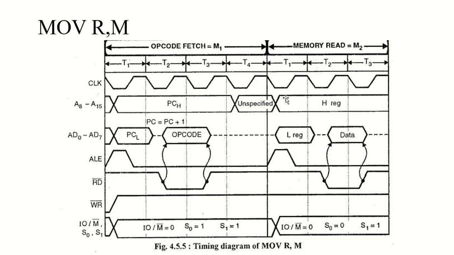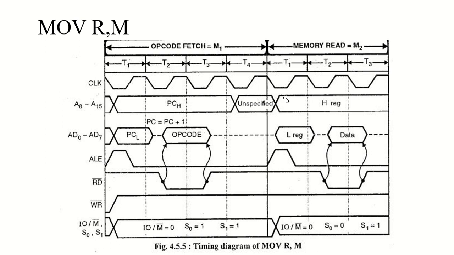First, opcode fetch. What will happen during that opcode fetch cycle? The program counter places the address on the higher order and the lower order bus. So the H register places the address on the higher order bus, and the L register will place the address on the lower order bus. And this opcode fetch cycle will fetch the opcode from program memory using the program counter, and then the program counter will be incremented by 1, and then it will move to the next instruction.